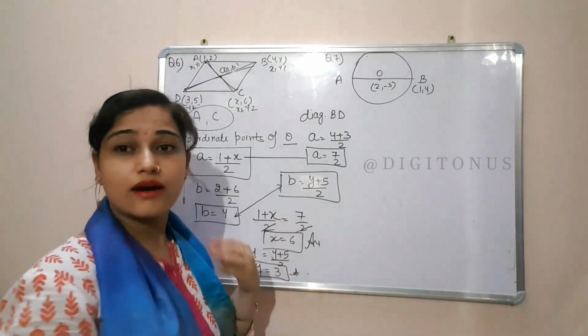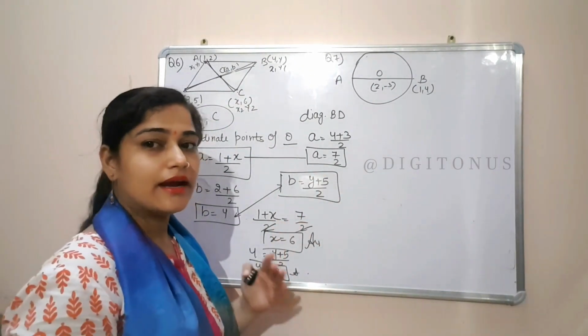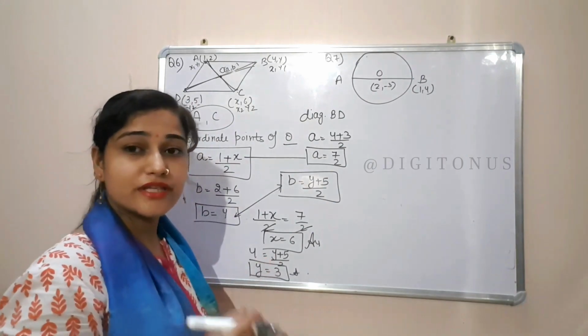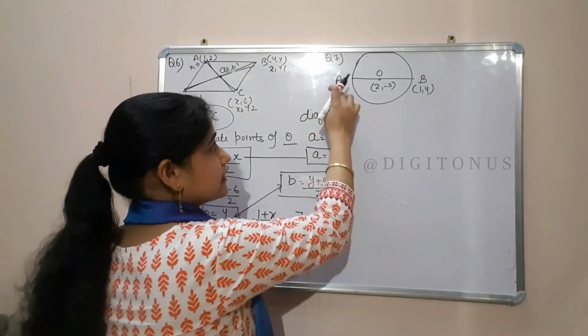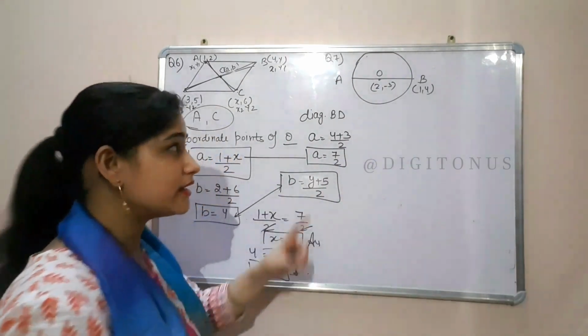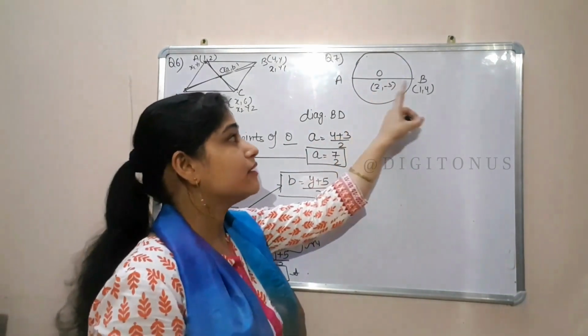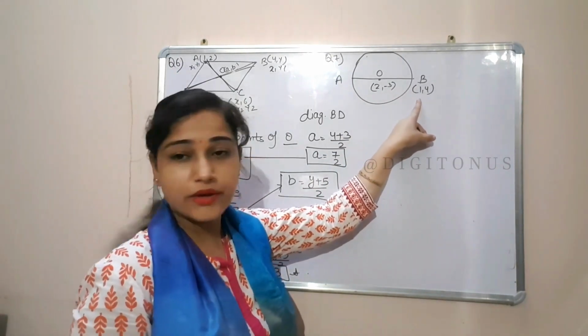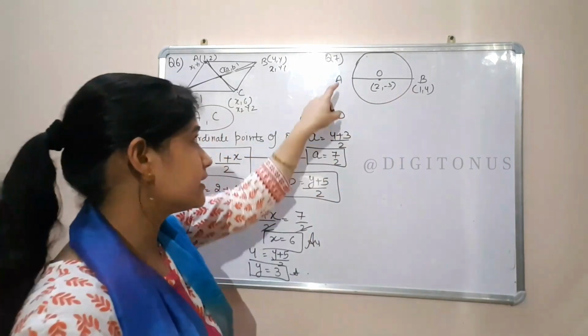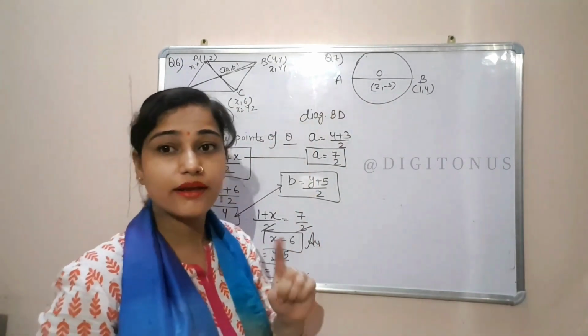You have to understand it. Read the question and understand by which formula you can find out the answer. It is written in question number 7 that there is a diameter AB of a circle. The center point is given, and the coordinates of point B are given, and they are asking for the coordinates of point A.